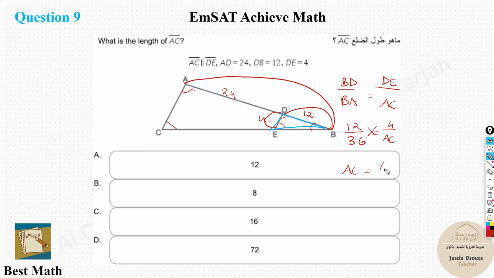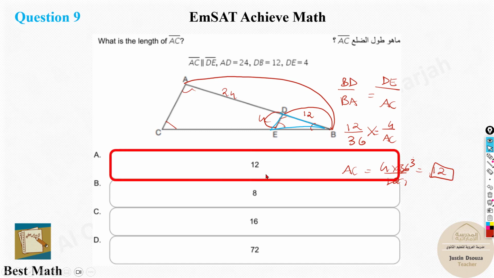AC equals 4 multiplied by 36 divided by 12. 12 one time, 12 three times. 12, 24, 36. 3 times 4 is 12. The answer is 12. That's how we solve it. I hope this is clear.